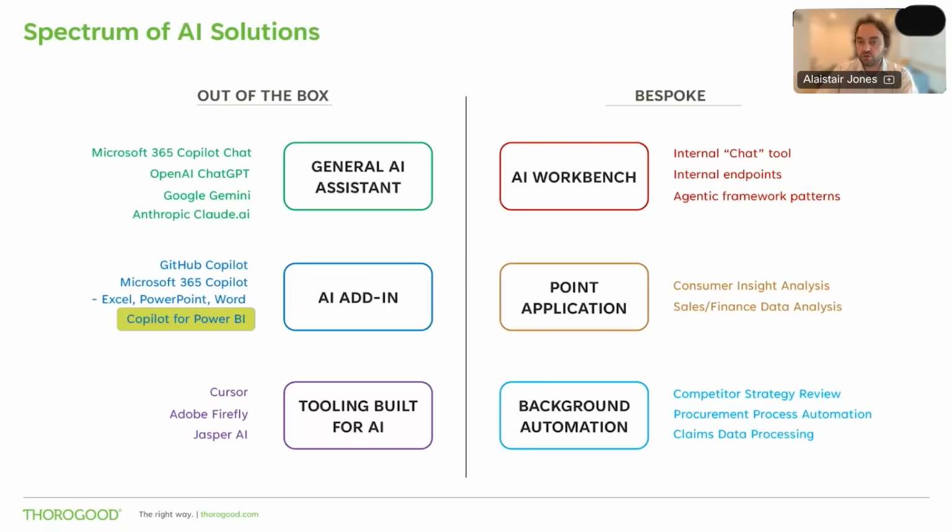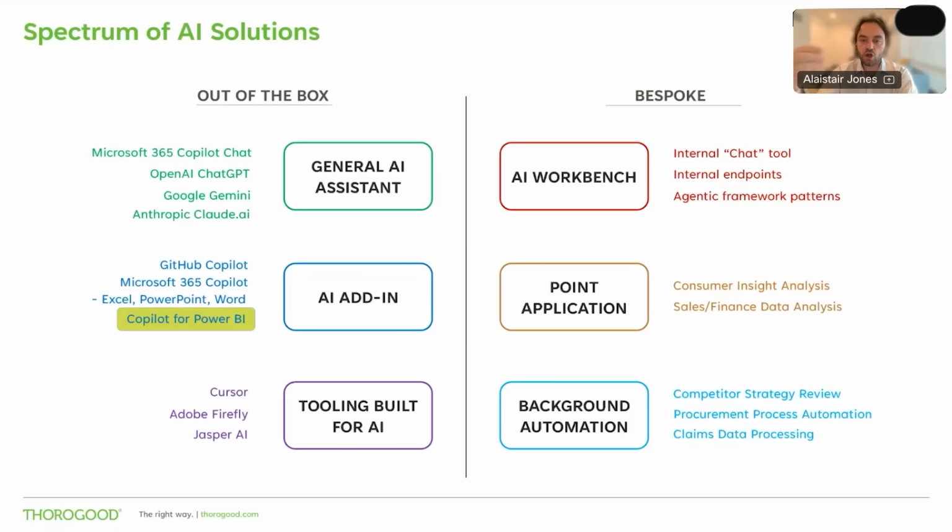Then there are things that you can do with open source large language models and web apps and other solutions that exist that can be really customized. So they're not as defined as the AI add-ins or the general AI assistants that are less customizable, but we've seen organizations building their own AI workbenches, so their own internal chat tools that really are premised on a lot of proprietary and private internal data. There are point applications, so AI solutions that have been built in web apps that meet the needs of teams that are interested in finance data analysis or consumer insight analysis, as indicated on the slide.